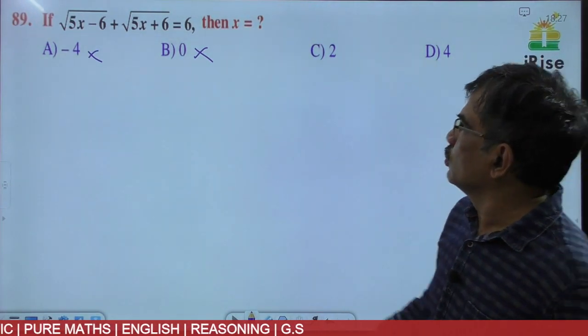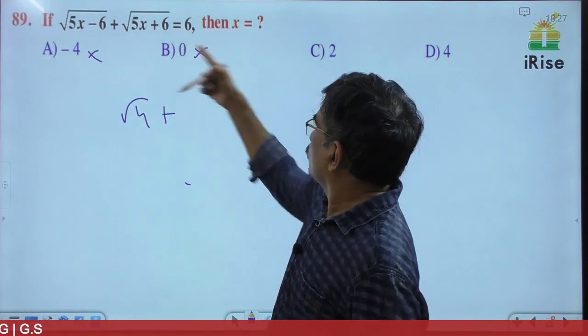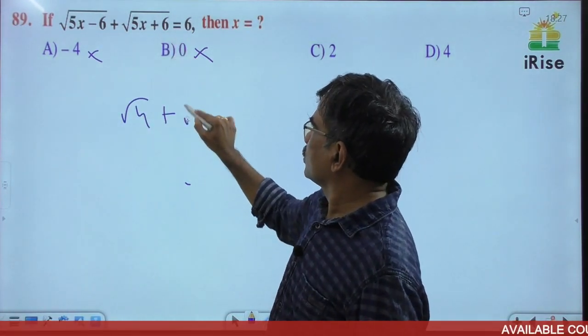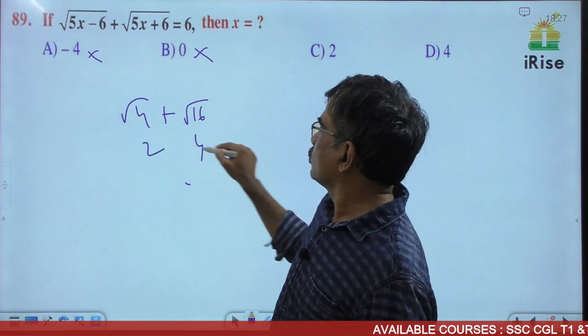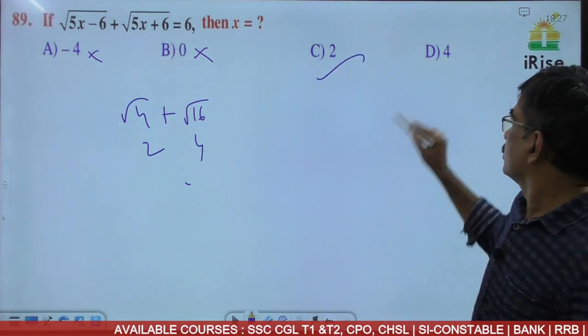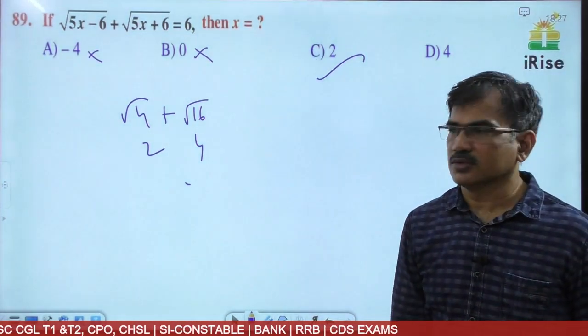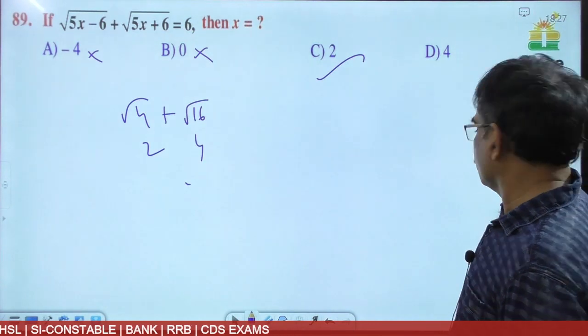Okay, if you put 2, what do we get here? 2 5s are 10 minus 6, root 4. 2 5s are 10 plus 6, root 16. This is 4, this is 2, solved. So the answer is 2. Okay, so 4 if you substitute, it is not a perfect square. So the answer for this question is 2.